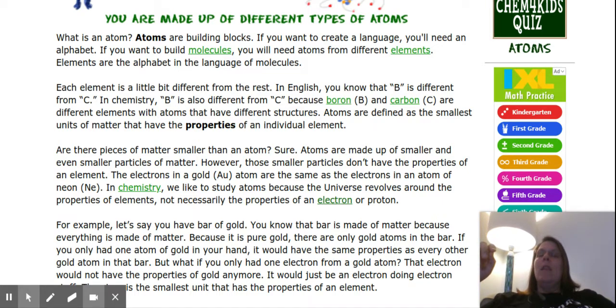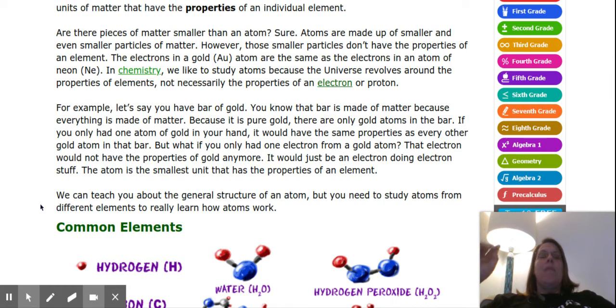All right. So say you have a bar of gold. You know the bar of gold is made of matter, because everything is made of matter. Because it is pure gold, there are only gold atoms in the bar. If you had one atom of gold in your hand, it would have the same properties as every other gold atom in the bar.